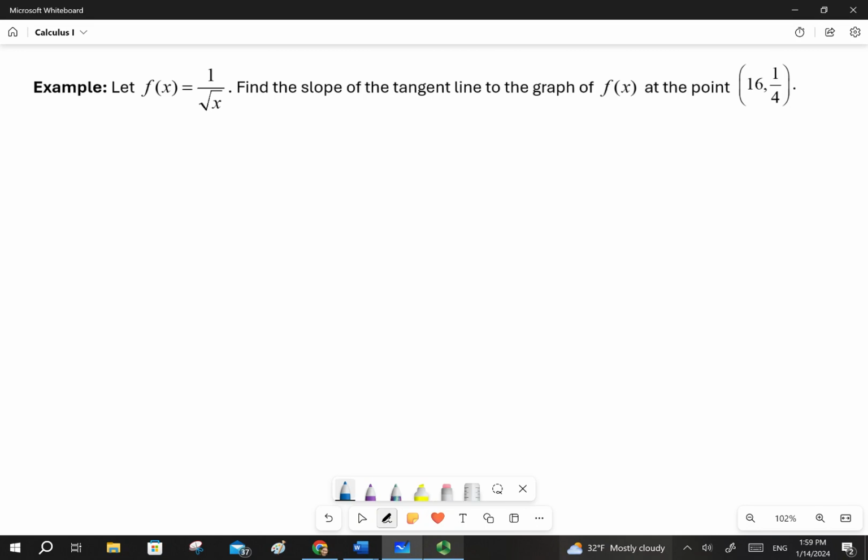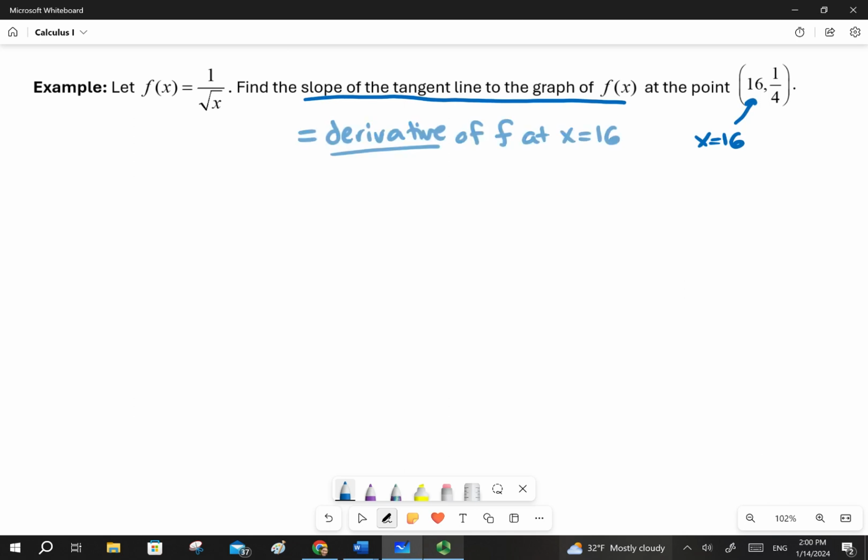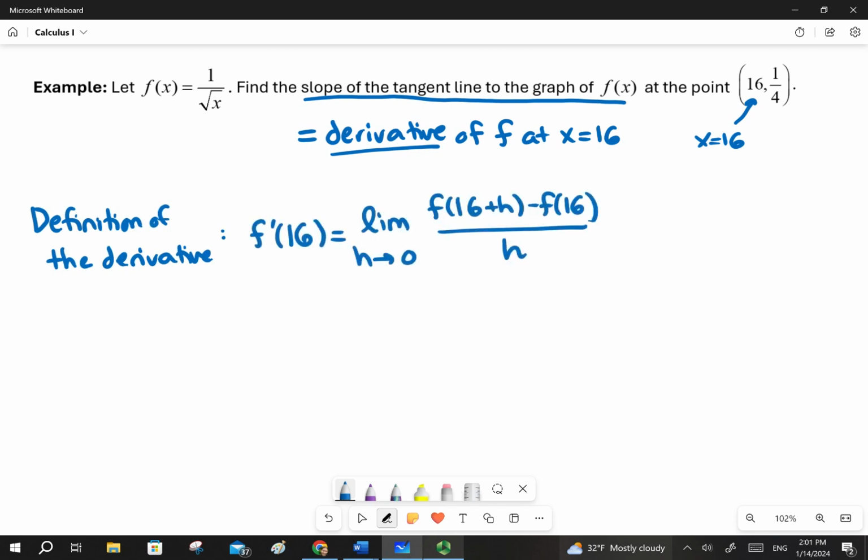As with all of the problems of this type, the slope of the tangent line to a function f of x at x equals 16 is the derivative of f at x equals 16. Using the definition of the derivative, this is given by the limit as h approaches 0 of f of 16 plus h minus f of 16 all over h.